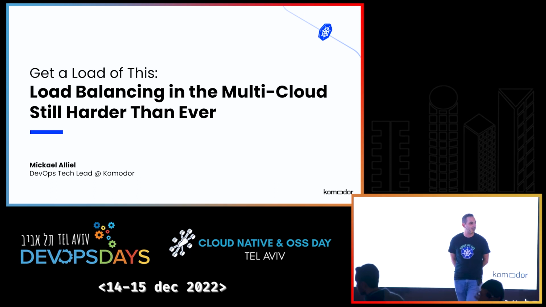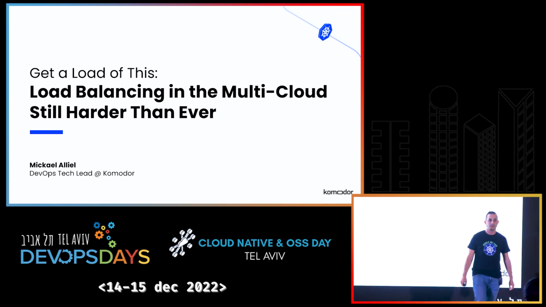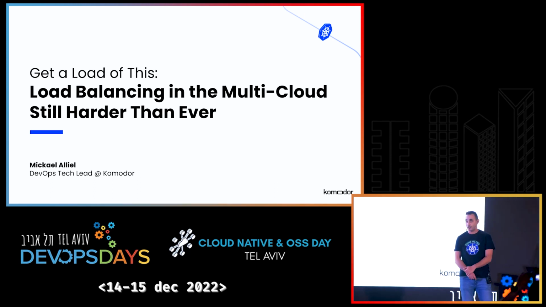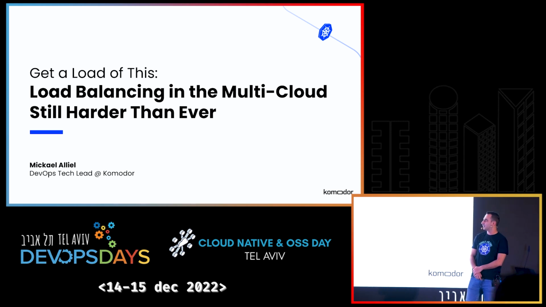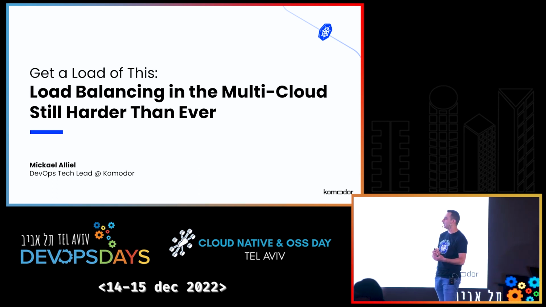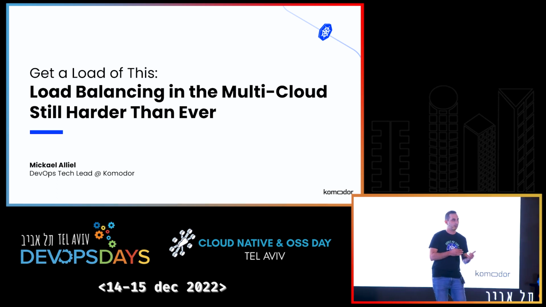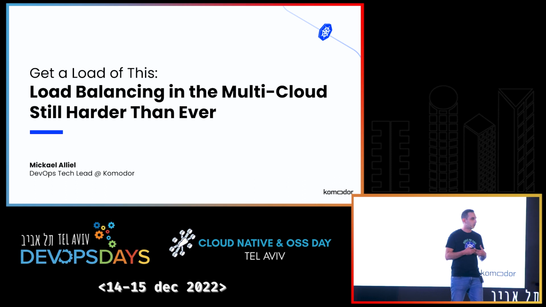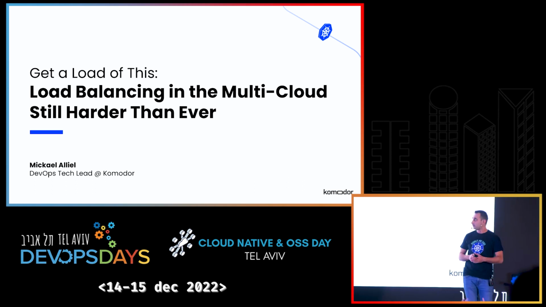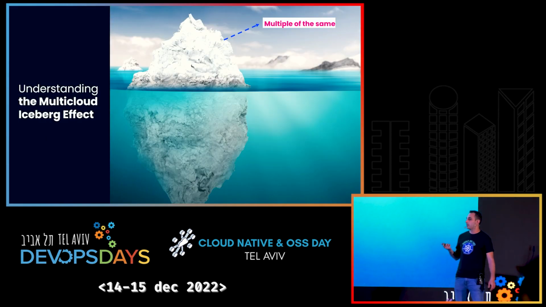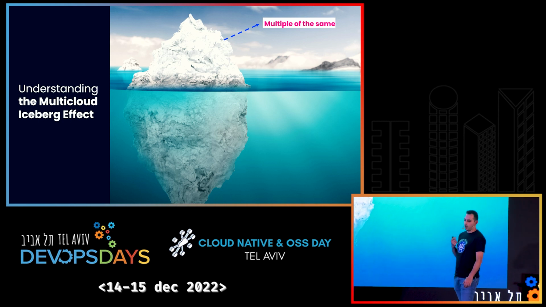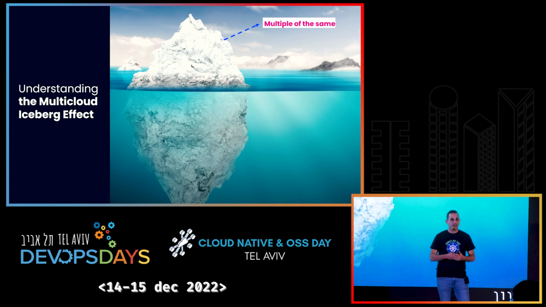I'm currently a DevOps tech lead at Commodore, where we build the next-gen Kubernetes operations platform. And today we're going to talk a little bit about load balancing and how it works in the multi-cloud, and basically why it's so much more complex than ever working with infrastructure like this. So first of all, let's take a look at why multi-cloud is complex in the first place.